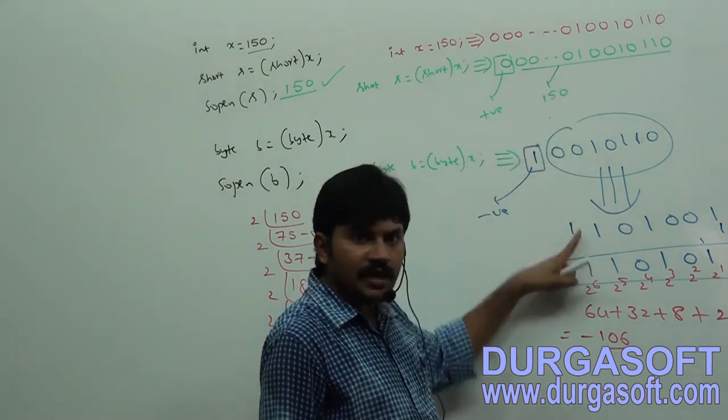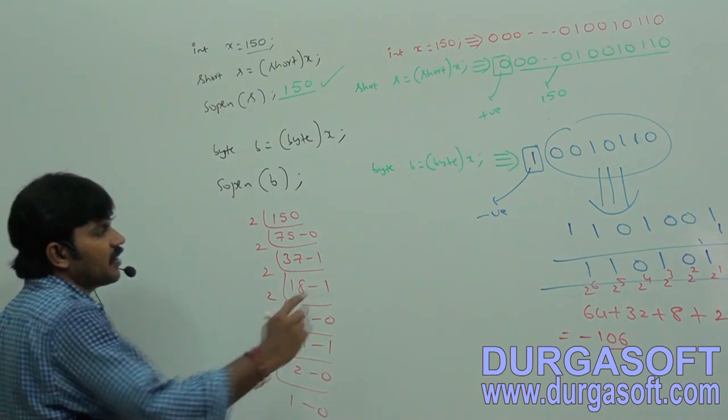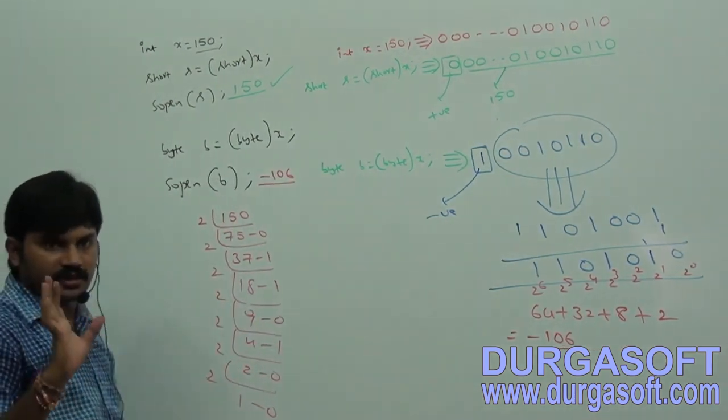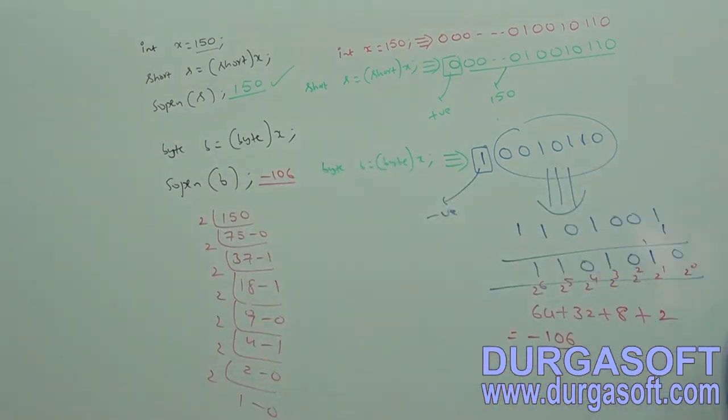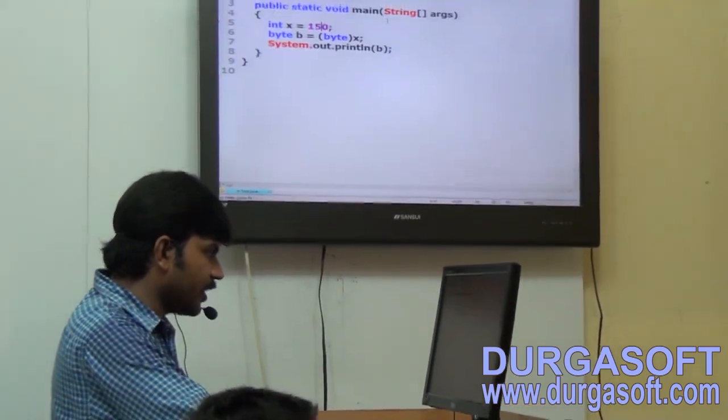Am I making a mistake anywhere? No. Let me cross check. So SOP of b, what is the value? Minus 106. Okay, let me cross check. So here, just observe. Byte b is equal to byte of x, here 150.